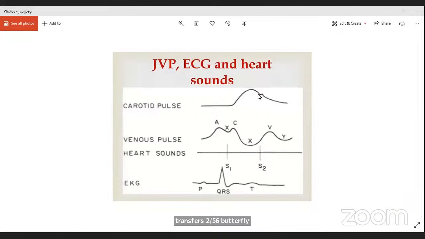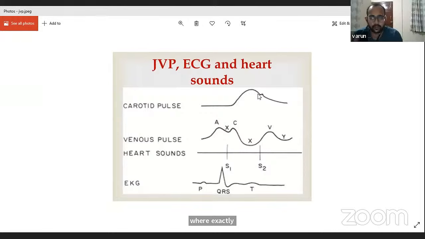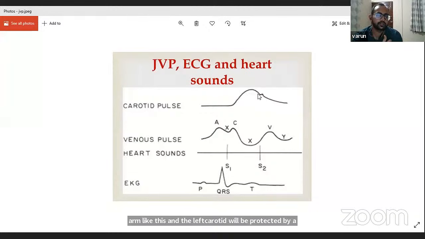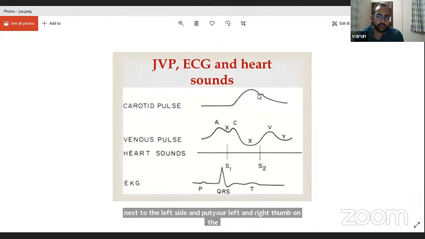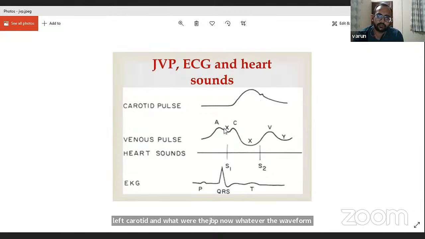The left hand should be on the head of the patient, and with the other hand you should palpate the carotid. Correct. So the right carotid will be palpated with your left thumb like this, and the left carotid will be palpated by your right thumb. So what you do is you turn the neck to the left side and put the right thumb on the left carotids and watch for the JVP. Now, whatever the waveform which comes before the carotid is your A wave, and whatever comes after the carotid pulse is your V wave.